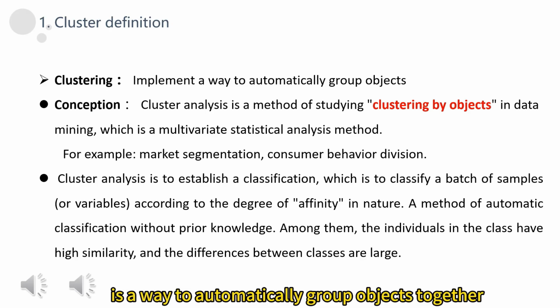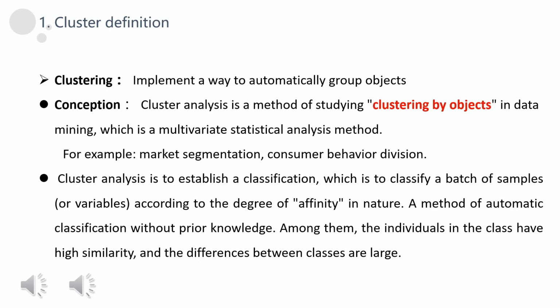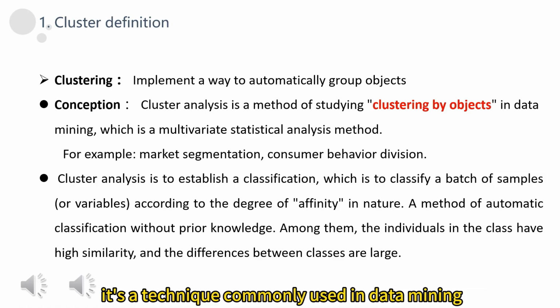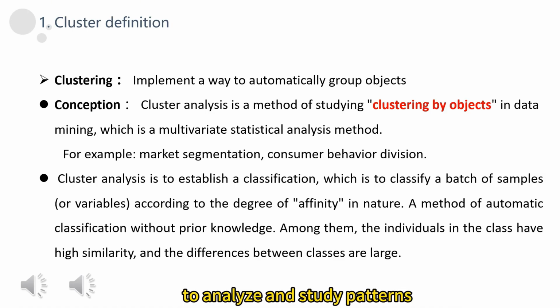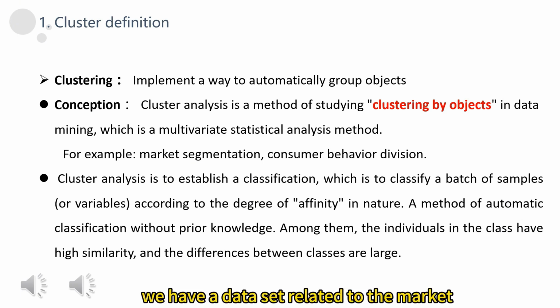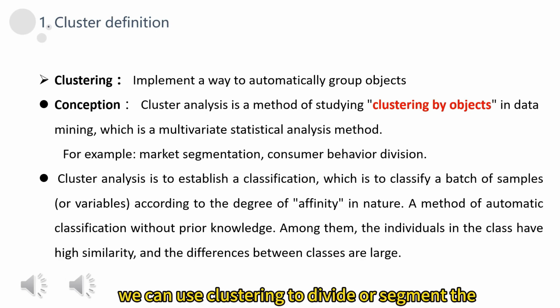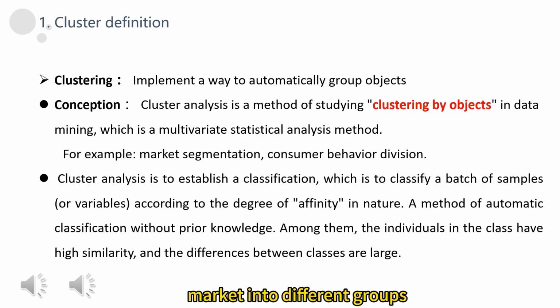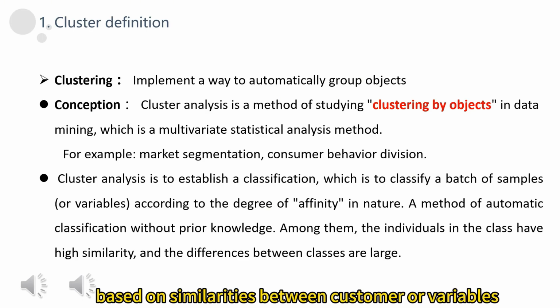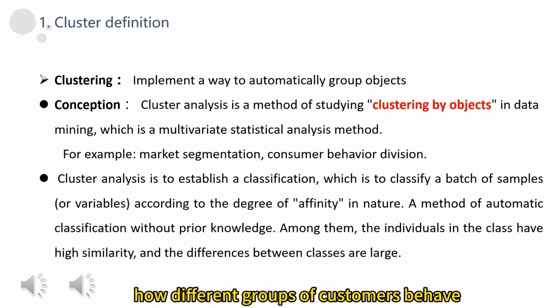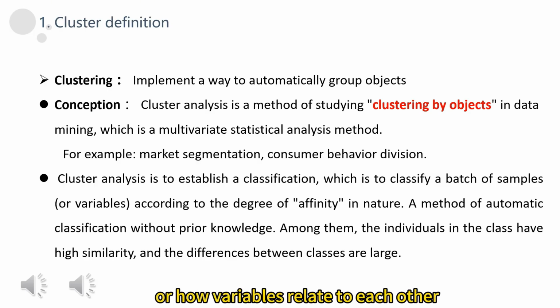Clustering is a way to automatically group objects together. It's a technique commonly used in data mining to analyze and study patterns of clusters by objects. For example, let's say we have a dataset related to the market, research, or consumer behavior. We can use clustering to divide or segment a market into different groups based on similarities between customers or variables. It helps us understand how different groups of customers behave or how variables relate to each other.